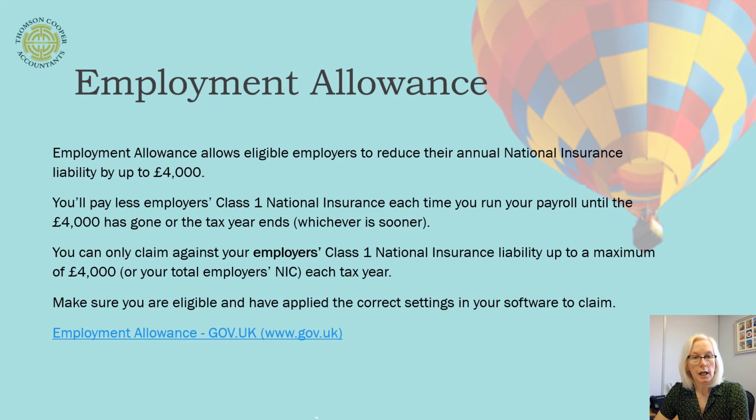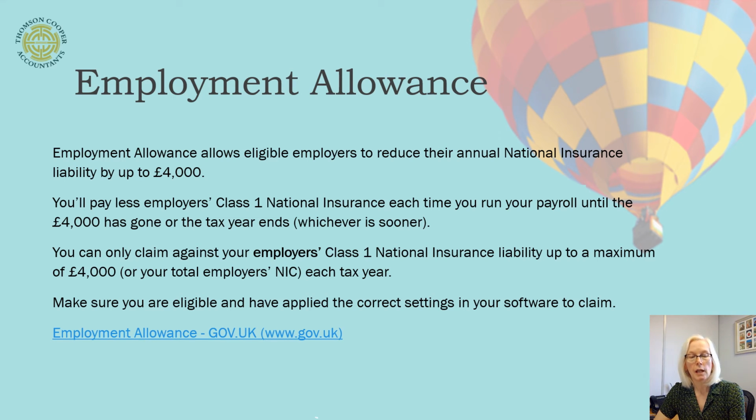Employment allowance, as I mentioned earlier, was introduced a few years ago to compensate smaller employers for the fact that they could no longer reclaim statutory sick pay paid to workers. The allowance increased from £3,000 to £4,000 last tax year and remains at £4,000 for the coming tax year. You can only apply it against your employer's national insurance, and your software should apply it for you if you have the settings correct. Again, there are eligibility criteria, including criteria around government subsidies and state aid.